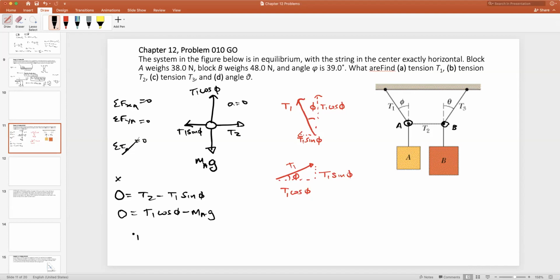Using this y equation, I get that t1 is mag times cos phi. So I've solved t1. This was the first thing that they wanted me to solve, part A. Once I have t1, I know that t2 is equal to t1 sine phi. And that gives me part B. And then we're going to do the second part.